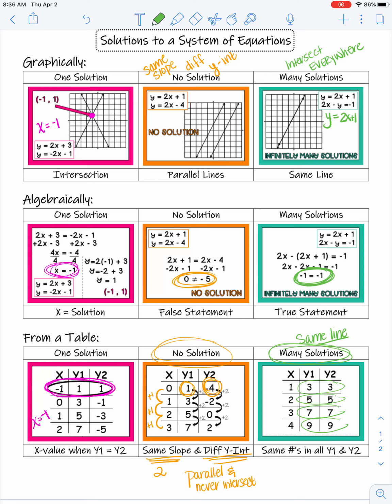Okay, guys, quick little review on this. Still continuing our work with solving algebraically, but also bringing in the graphing and the table at this point. So everything will be posted. Good luck.